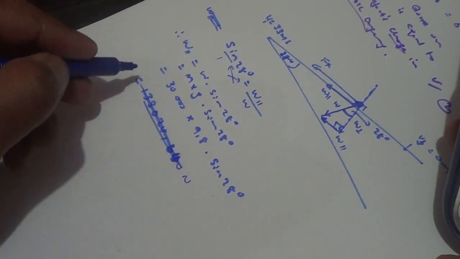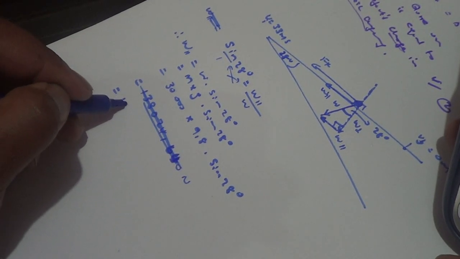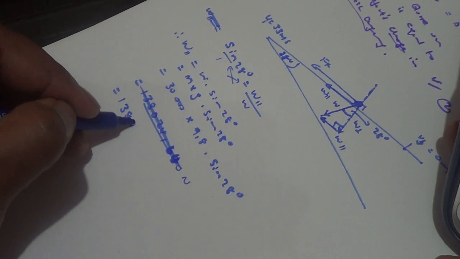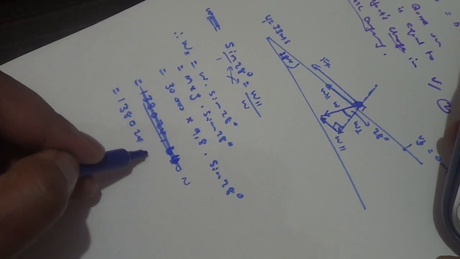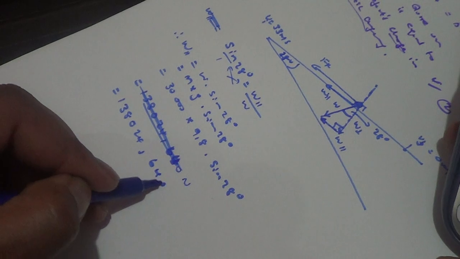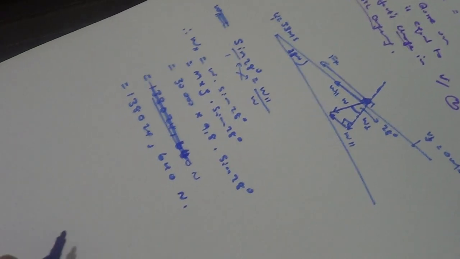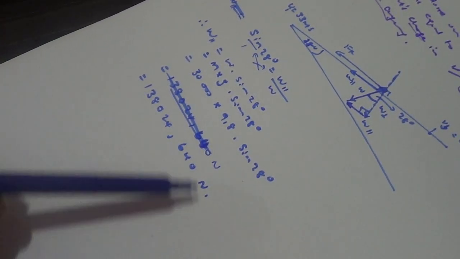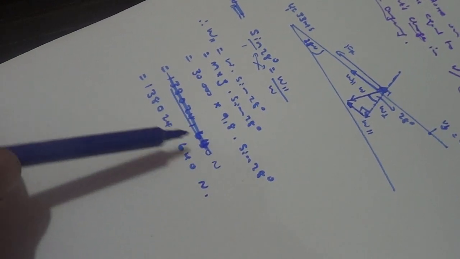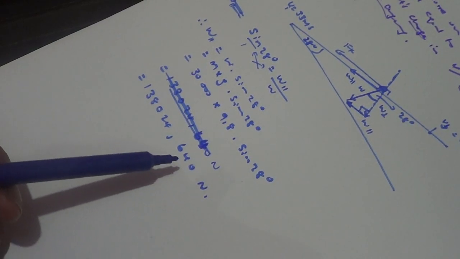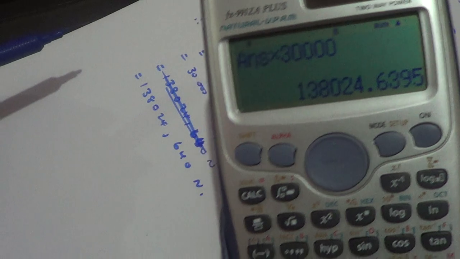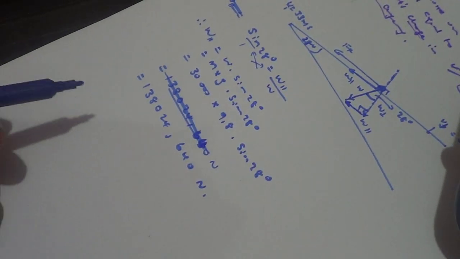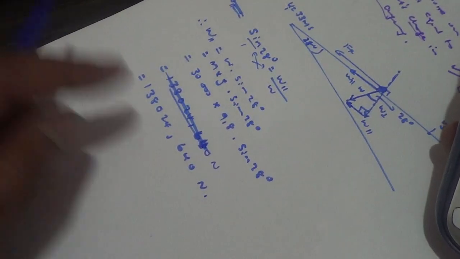This is 138,024,640 newtons. Always when you are going to do an intermediate step, at least take it to about 3 to 4, or even take it all as it is, because it will affect your answer negatively when you round off early.